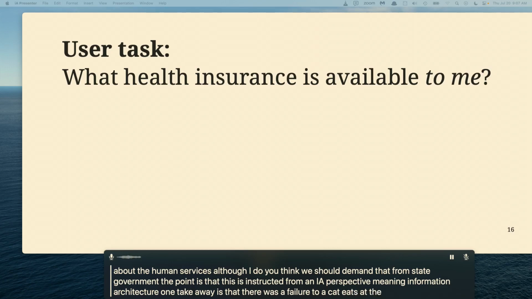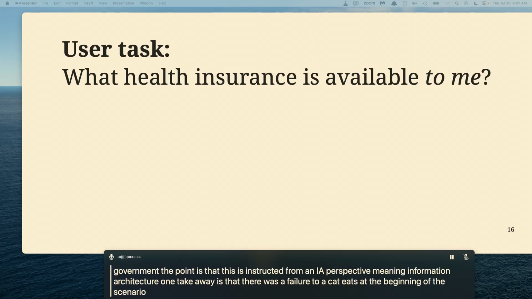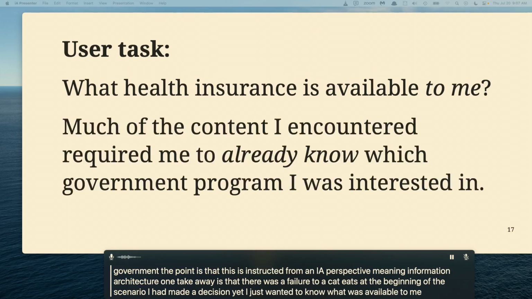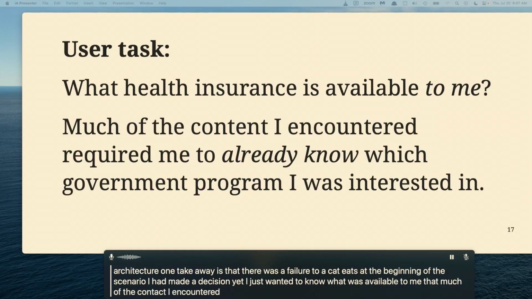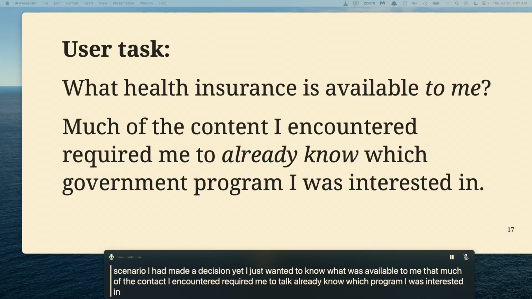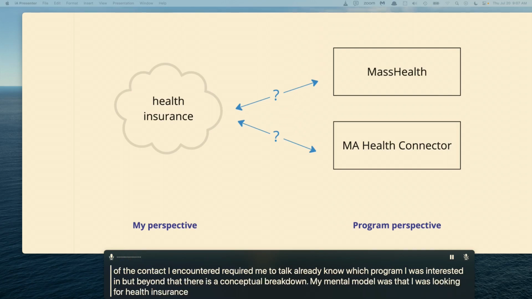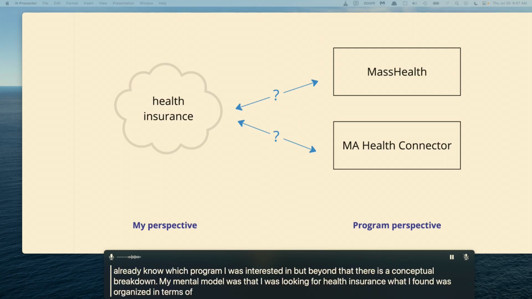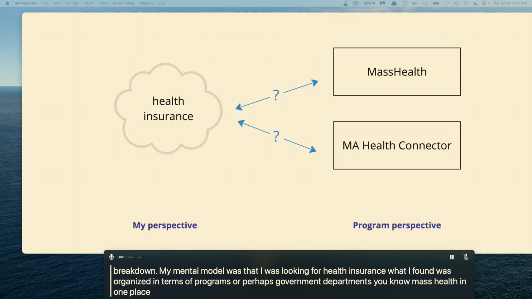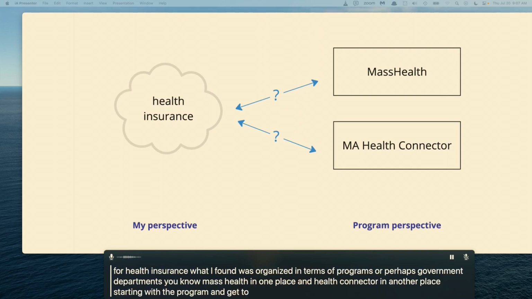At the beginning of the scenario, I hadn't made a decision yet. I just wanted to know what was available to me. But much of the content I encountered required me to already know which program I was interested in. But beyond that, there was a conceptual breakdown. My mental model was that I was looking for health insurance. What I found was organized in terms of programs or perhaps government departments, Mass Health in one place and Health Connector in another place. Start with the program and get to the insurance later.